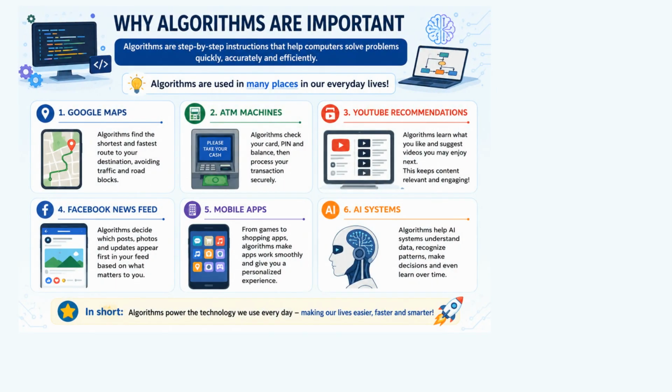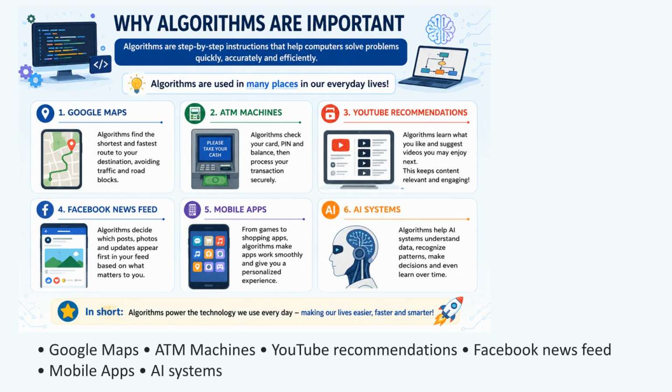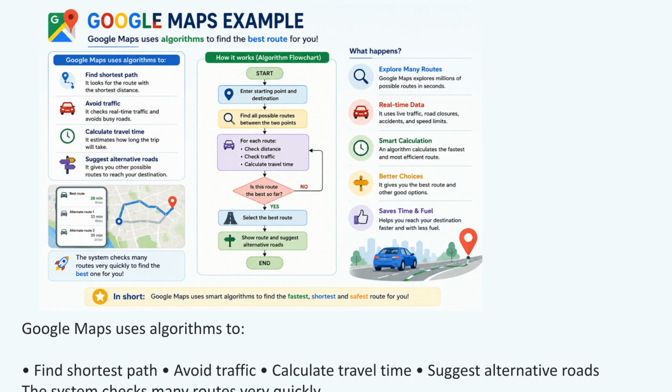Algorithms are important because they are step-by-step instructions that help computers solve problems quickly and accurately. They are used in many places in our daily lives, such as Google Maps, ATM machines, and YouTube recommendations, making our lives easier. Google Maps is a great example of an algorithm in action. It finds the shortest path, avoids traffic, calculates travel time, and suggests alternative routes, all by exploring millions of possible routes in seconds to find the best option for you.